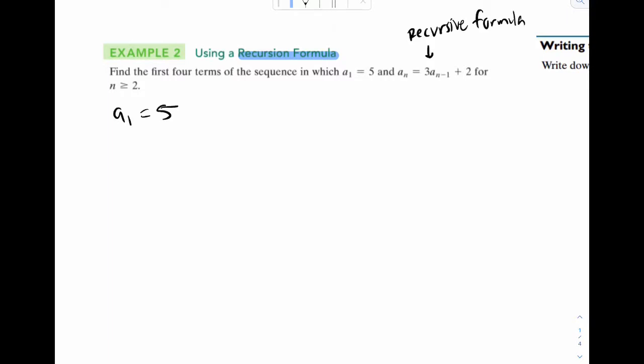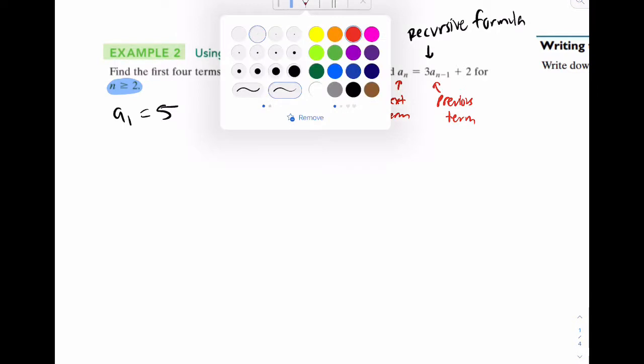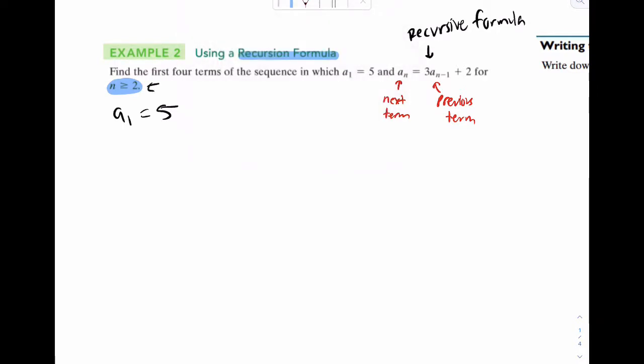Now the way the recursive formula works is that this thing is saying, in order to get the next term, you have to do something to the previous term. And this part in particular is important. This n is greater than or equal to 2. What that means is you're going to use the formula at this point, meaning it's kind of like an instruction. It tells you when the formula begins. So in a way, this a1 equals 5 is like the trigger point, and after we've established where we're starting, this thing will kick in.